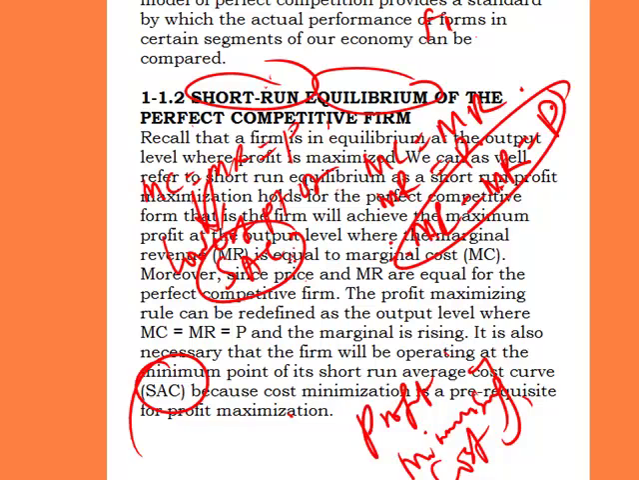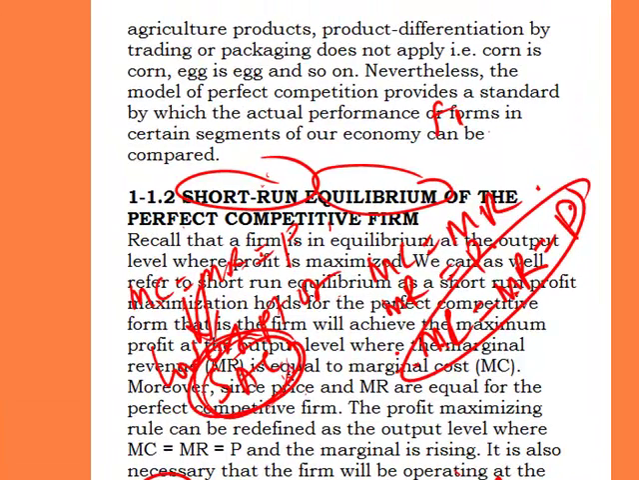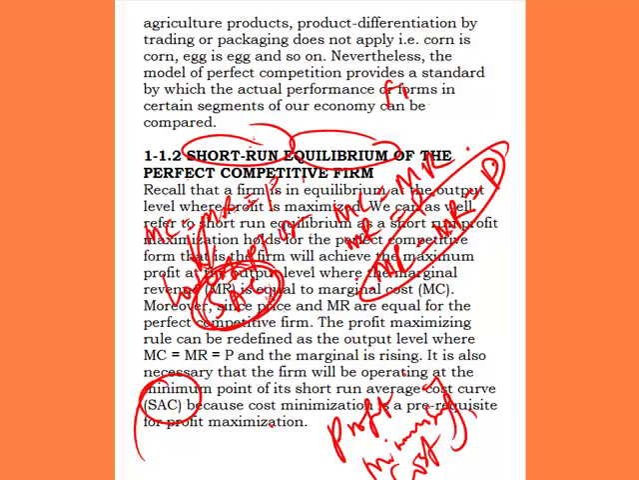It means the cost should be minimized at that point, where the marginal cost is equal to marginal revenue is equal to price, at the lowest point of short-run average cost. If the short-run average cost is at the lowest and the marginal cost is equal to marginal revenue equal to price at that point, the output level at that point is the output that the firm should be producing or selling. That will allow it to make maximum profit. It is also necessary that the firm will be operating at the minimum point of its short-run average cost curve, because cost minimization is a prerequisite for profit maximization.